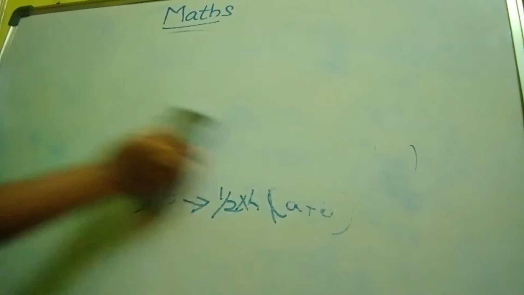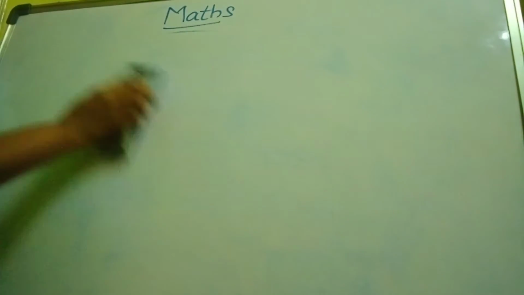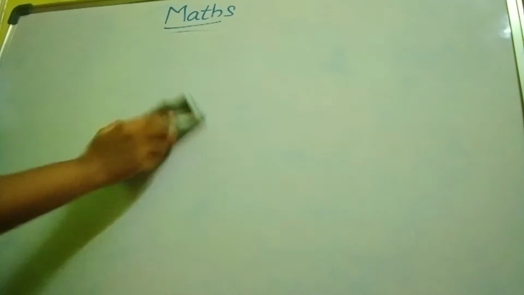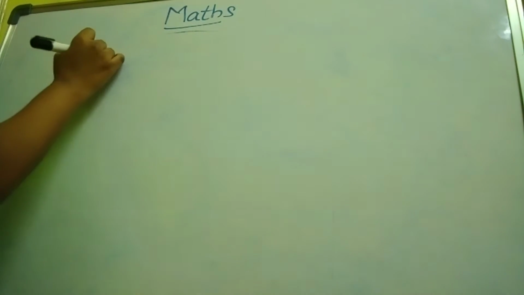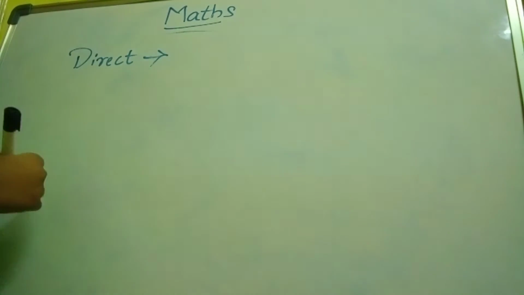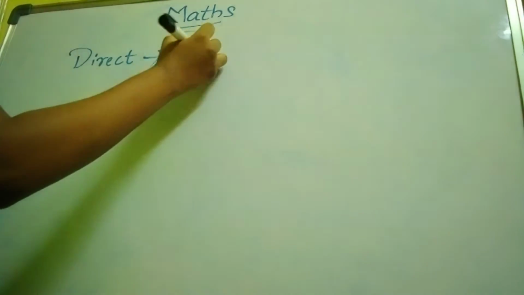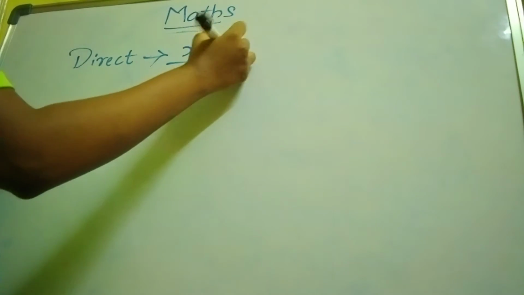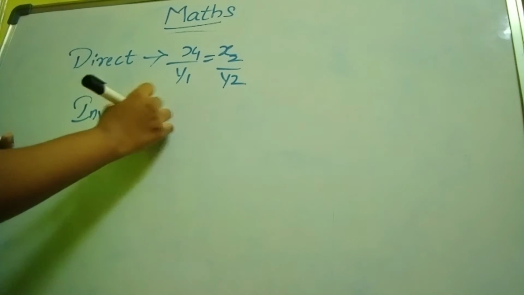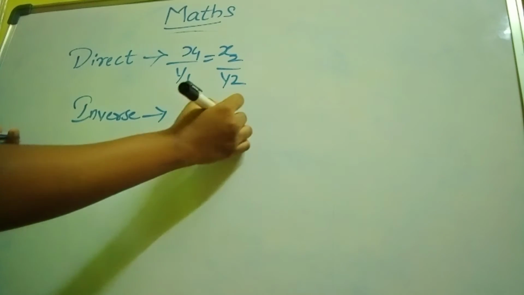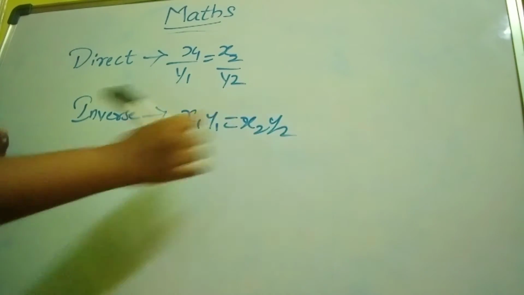So do you know what are ratios? Ratios and proportions. Somewhere we have learned this, right? We learned ratios and proportions in 8th class. So now we are going to discuss some proportions. Direct proportion. What is the direct proportion formula? x1 by y1 is equal to x2 by y2. What is inverse proportion? Inverse proportion formula, x1 y1 is equal to x2 y2.